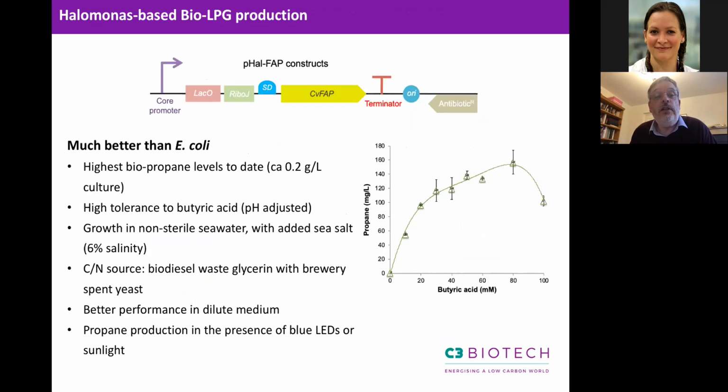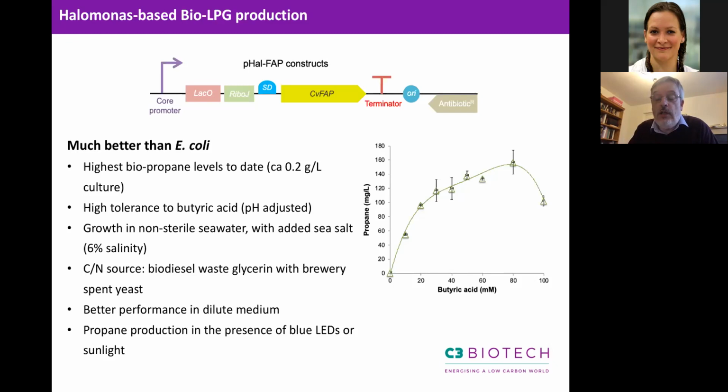Halomonas has a high tolerance to the substrate we use for this photocatalytic conversion. We can get growth in non-sterile seawater and so on and so forth. All the characteristics that you'd want to see beginning to emerge out of this new platform.